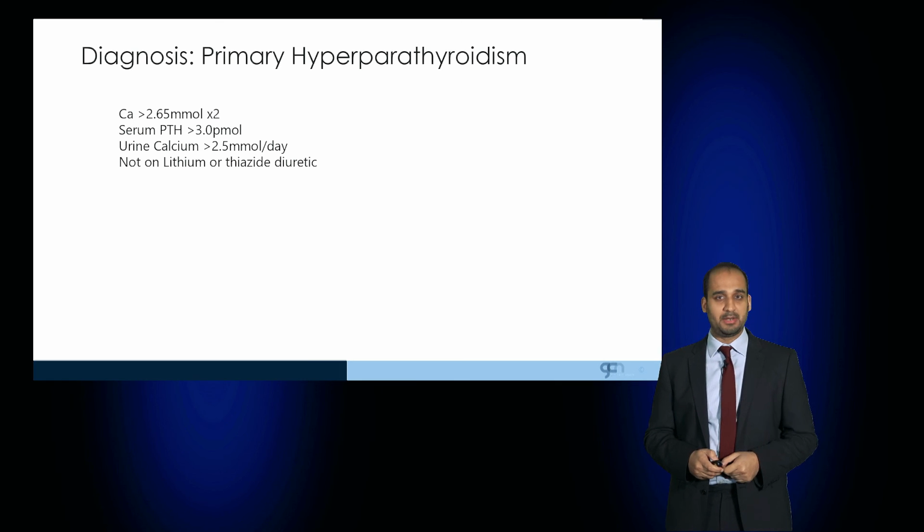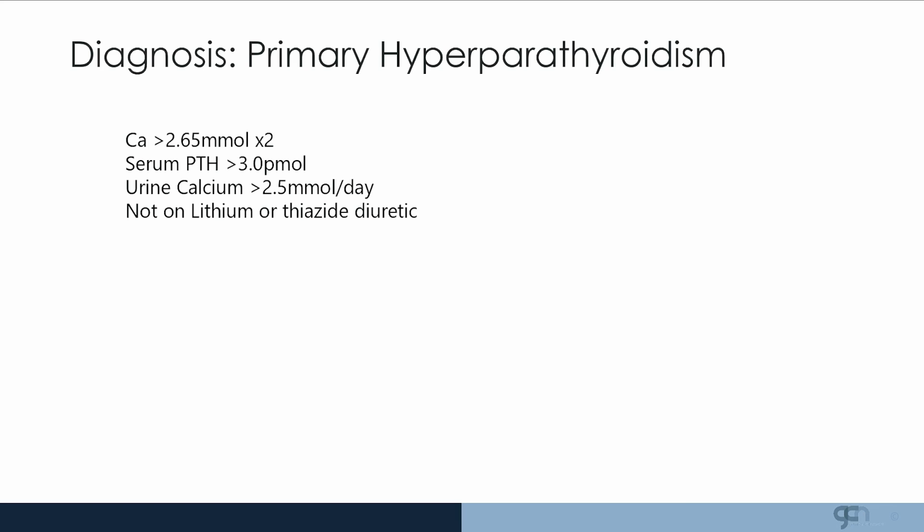To diagnose primary hyperparathyroidism, an elevated level of calcium with an elevated level of PTH, often associated with elevated urinary calcium levels, can make the diagnosis.